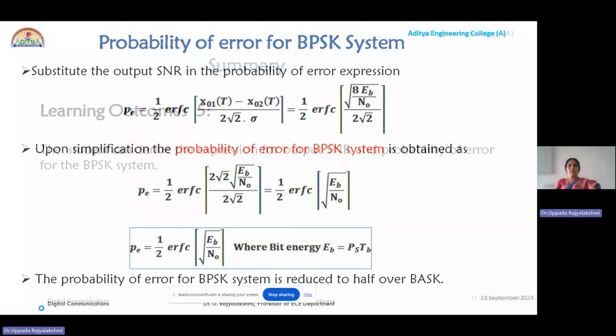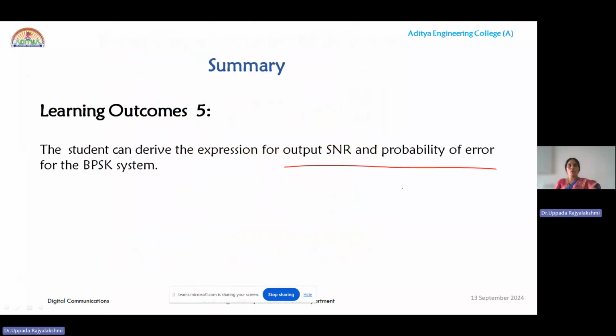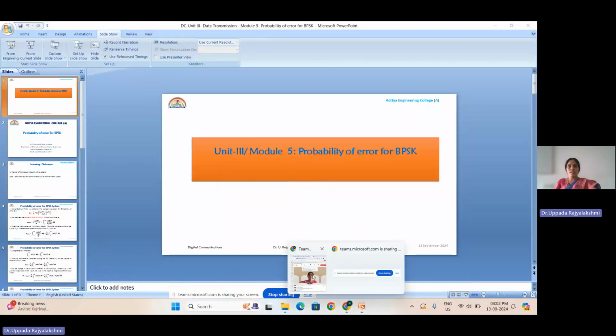So in this module, we calculated the output SNR and probability of error for BPSK. We obtained output SNR as root 8 Eb by N naught and probability of error as half erfc of root Eb by N naught. So let us continue with the probability of error calculation for FSK in the next module.